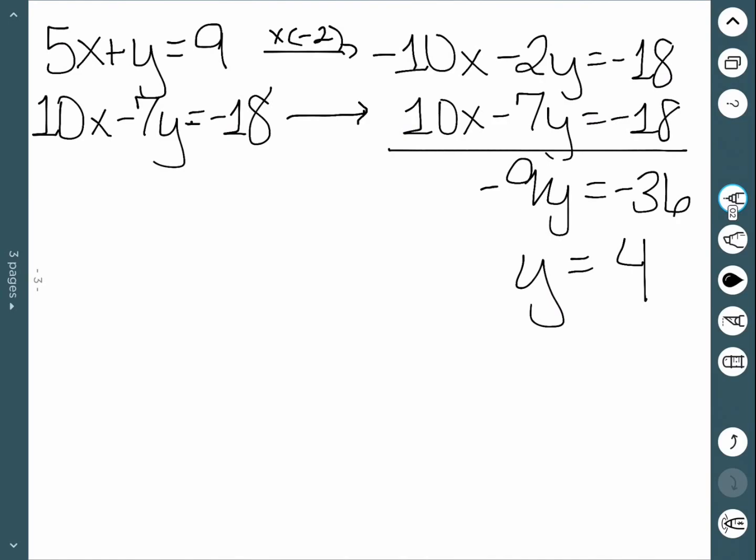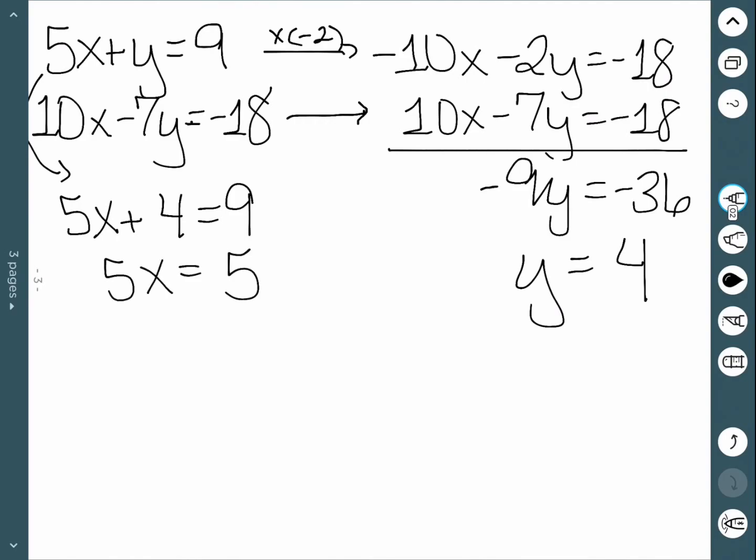Now we need an equation to figure out what x is. Let's use the first one. That says 5x plus y, which we just said was 4, is equal to 9. Subtracting 4 from both sides gives me that 5x is equal to 5, so x is 1. I have my answer: 1, 4.